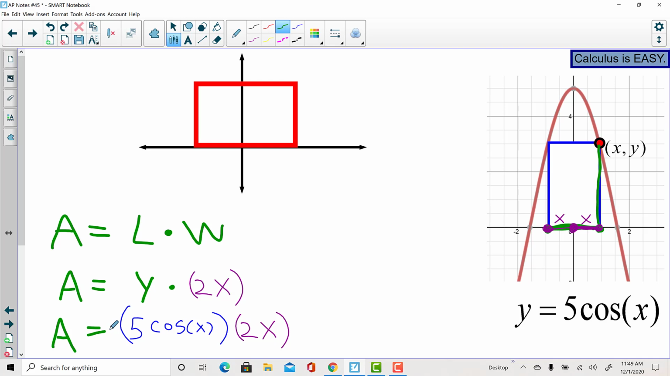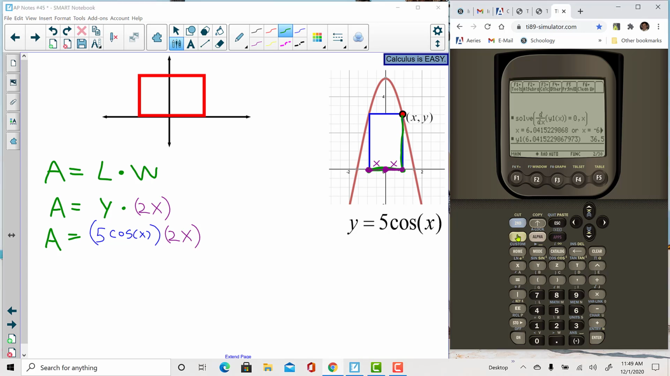Now we can just go to our calculator and do what we've done on all the previous problems. We're going to start by typing that equation in y1 of x. There we go. Go to the home screen. And again, we want to solve where the derivative is 0. We don't need to retype it. It's already there. Do green enter.